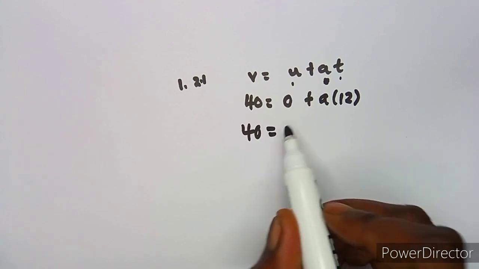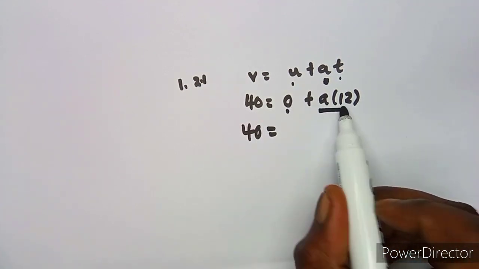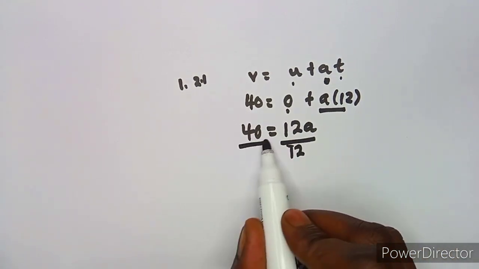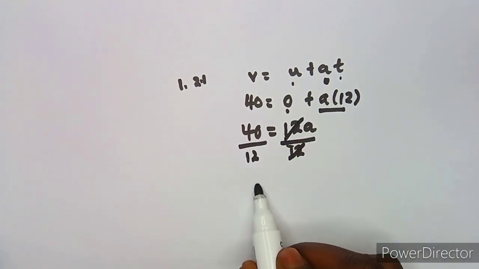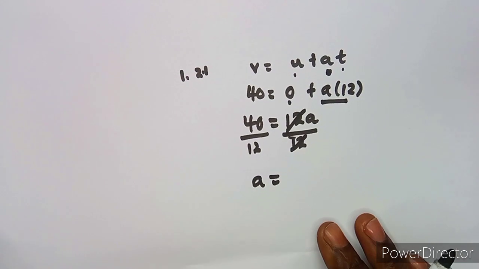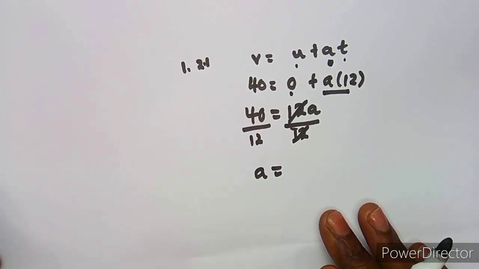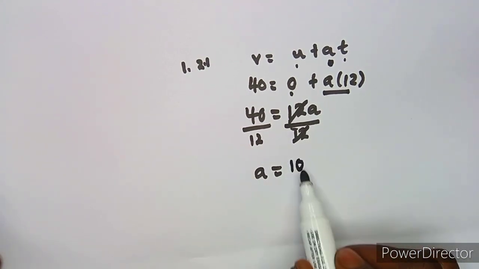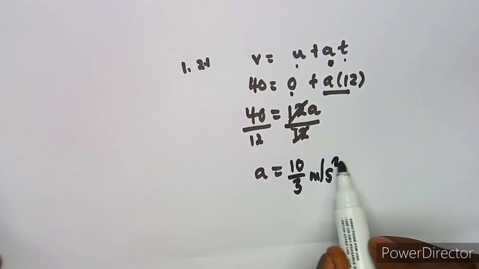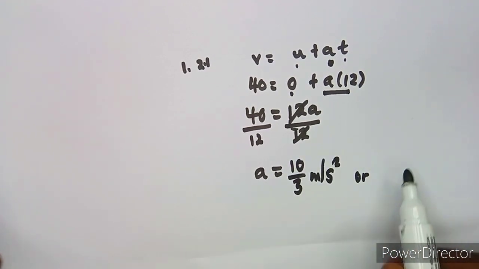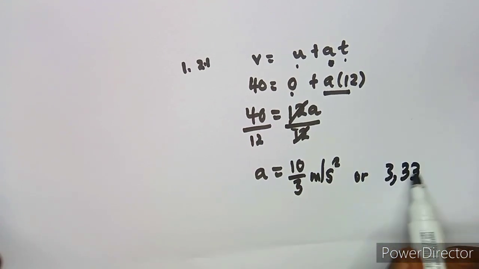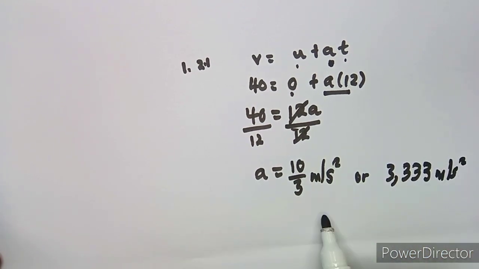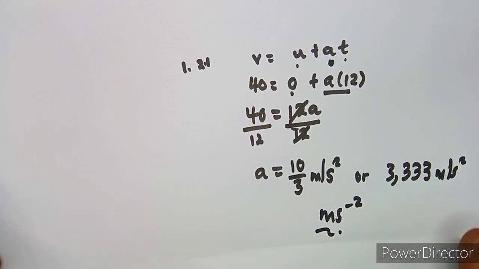So which means 40 is equivalent to 0 plus any number. We are going to remain with this, which is 12A. So to find A, definitely I have to divide by 12 in this case. So from your mathematics, guys, you have to divide there. So this is going to give us the acceleration, which is something like 10 over 3. So we are going to obtain 10 over 3 meters per square second, or that can be as a decimal 3.33. So it will be just like this, meters per square second, or you can write this as meters per second squared like that. Still, it's one and the same thing.